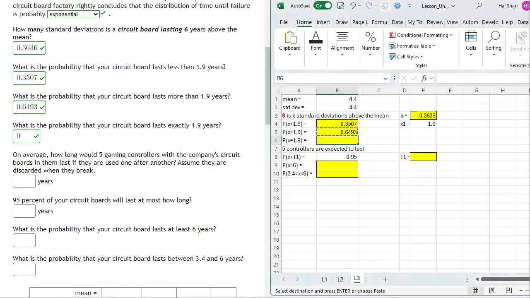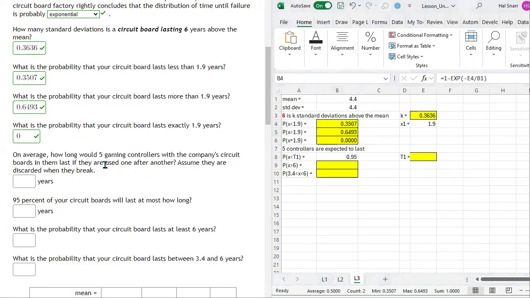So this would be 0. So x here is less than 1.9, or x is greater than 1.9, right? That union is 1. Remember, we add the probability values together because they're mutually exclusive, right? But what's the intersection of x less than 1.9 and x greater than 1.9? If the union is 1, then the intersection has to be 0, right?